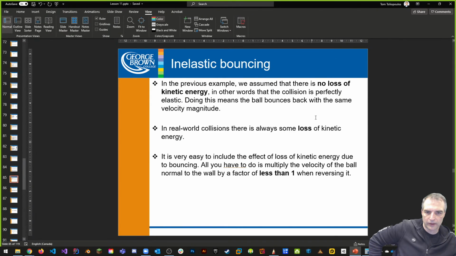All right. Let's talk about energy loss. There's no loss of kinetic energy in the first example. It's perfectly elastic. But what about inelastic bouncing, or bouncing where you have energy loss, which is what I've asked you to do in your assignment number 2? If energy is being lost, then we have to account for how much energy is lost when we hit the wall. All we have to do is multiply the velocity of the ball normal to the wall by a factor of less than 1. If it's 1, it's perfectly elastic. If it's less than 1, it's energy loss.